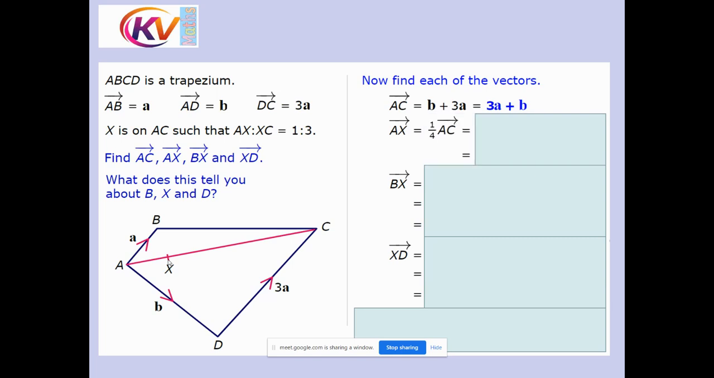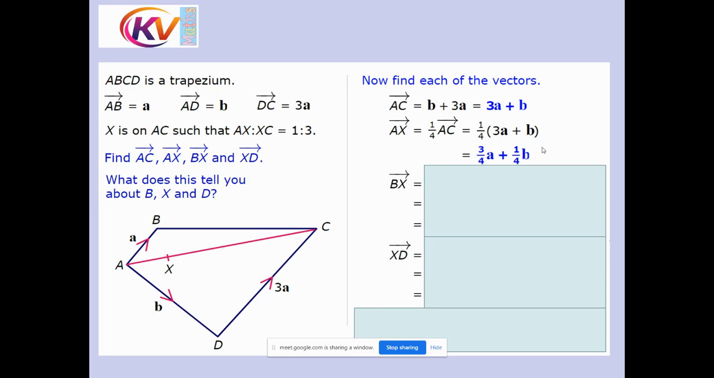Good, well done, girls. So we know A to X is a quarter of A to C. And we have just worked out A to C, so that helps us with that bit. So we know it's a quarter of what I've just worked out in the first question. And then I can expand that bracket. So I've got a quarter times 3A and a quarter times B, giving me 3/4 of A plus a quarter B. Now, it could be left in either format on this one. It would be perfectly fine to leave it like this if there was nothing else to simplify. But if you expand the brackets, then you get that one as well. So that's absolutely fine at that point.